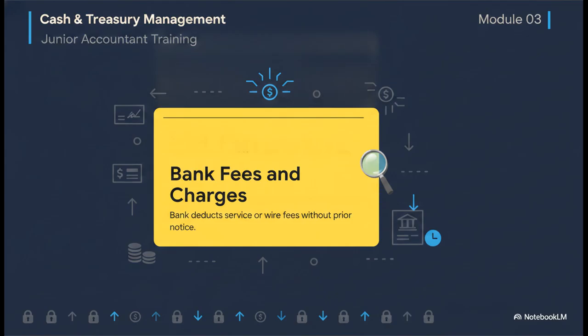Item number 3, bank fees and charges. You know how banks love to deduct monthly service fees, wire fees, or non-sufficient funds fees right out of the account? They do it instantly, often without giving you a heads up. Since those fees hit the bank account right away, your general ledger balance is going to be temporarily out of sync and higher until you actually see the bank statement and record those deductions.